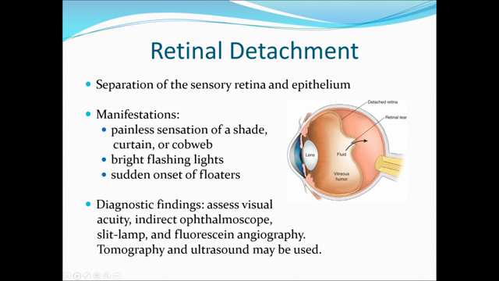Retinal detachment involves the separation of the retina and the epithelium. It's painless. There's a sensation of a shade, a curtain, or a cobweb coming over your vision. There might be bright flashing lights, maybe a sudden onset of floaters. This needs to be addressed fairly quickly because we want to get things reattached.